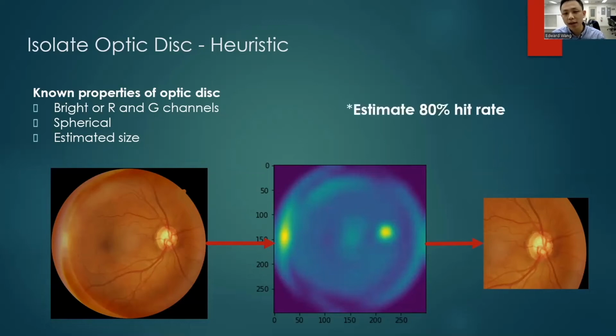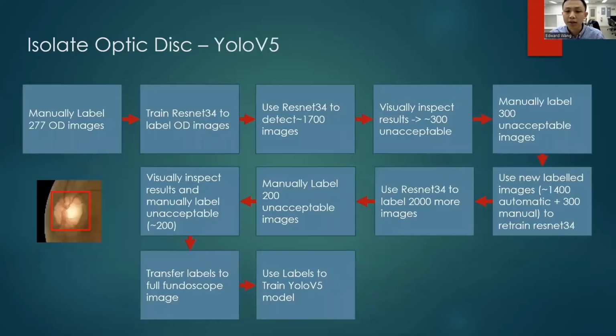Now, we only got about an 80% hit rate, which is pretty good. And this is estimated just by going through the images and counting about the first 100, first 200, how many of them were properly detected, but not great. So we decided, okay, time to bite the bullet and actually build a neural network.